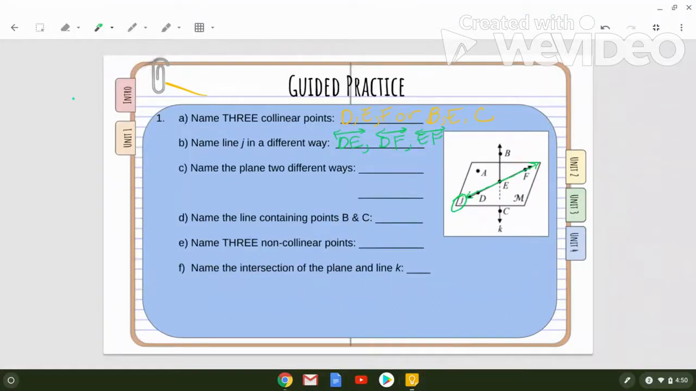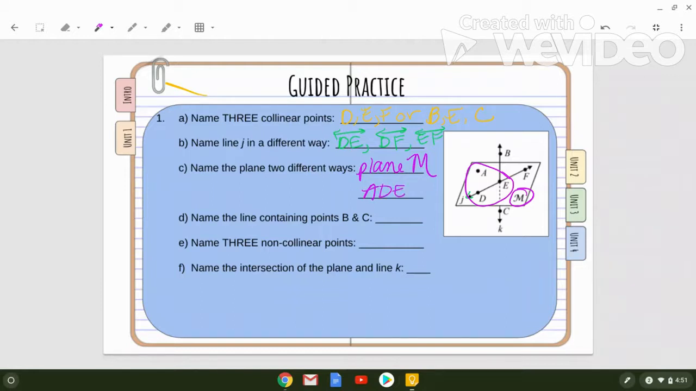Next, it says name the plane in 2 different ways. So if I want to name this plane 2 different ways, well, the easiest way to name a plane is by its fancy uppercase letter. So here's my fancy M, so we can call this plane fancy uppercase M. Or I can name this plane by 3 non-collinear points. So I just have to pick 3 points on this plane that do not fall on the same line. So what about ADE? We can call this plane ADE.